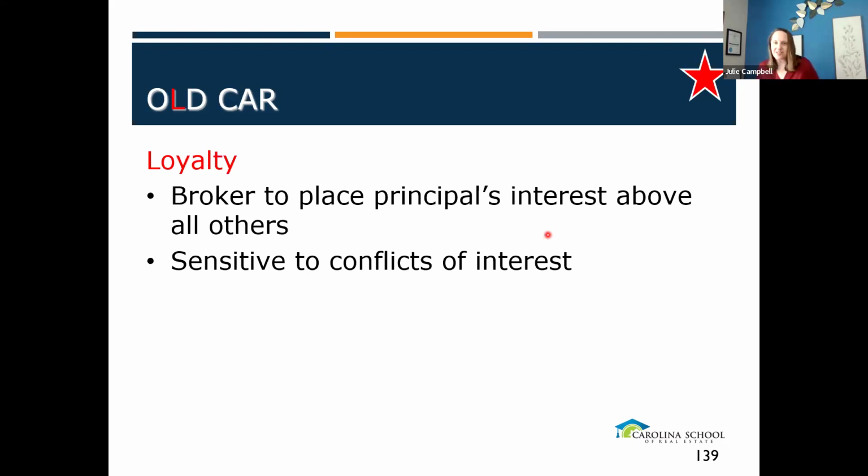Which means OCAR says I have your best interest in mind, above all others. But let's be very honest. If my name's on the deed, whose best interest do I actually have? Mine, all day long. Do we see the conflict of interest? Do we see how the buyer could feel that I'm not giving them full first-class service? So that's an example of a conflict of interest. Again, more on that.